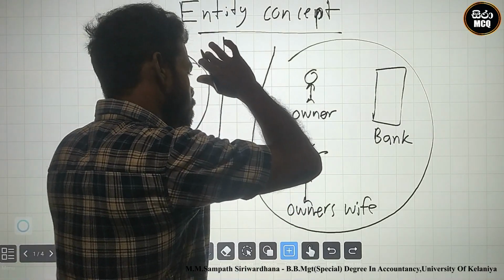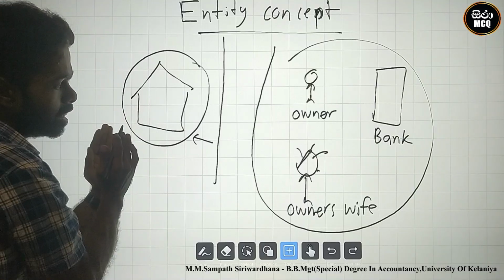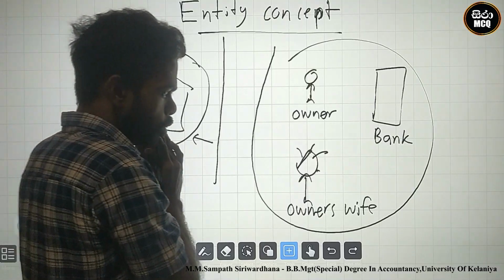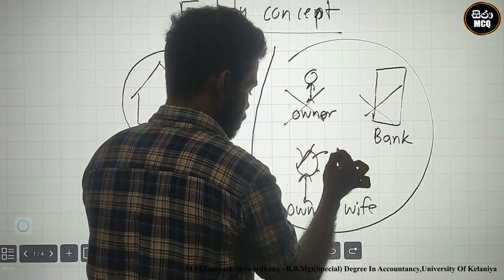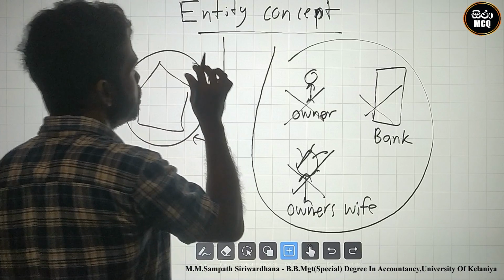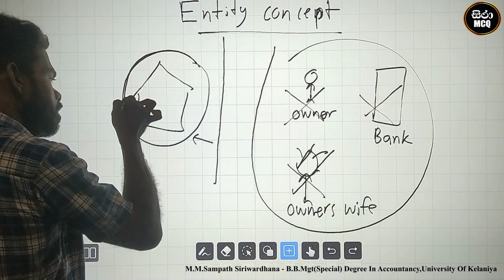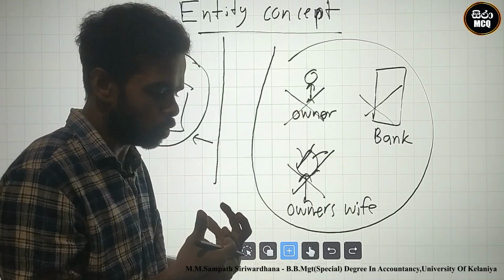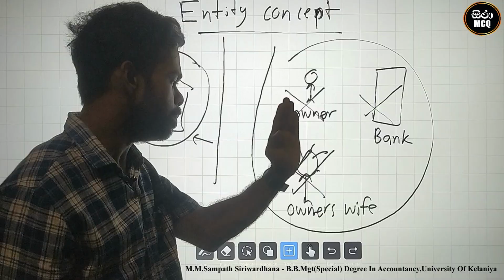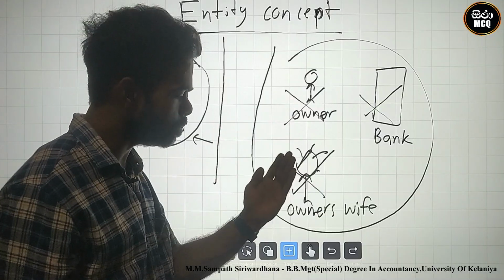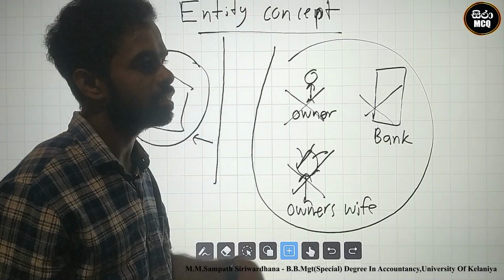The major point is our business is considered, but we do not consider the owner, bank, owner's wife. The entity concept means the separate one is our business. This is our scope, our business, not owners. Owners are separate persons, owner's wife is a separate person, bank is a separate person. This is the entity concept.